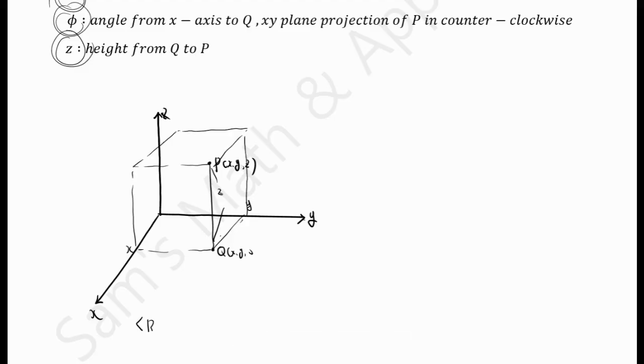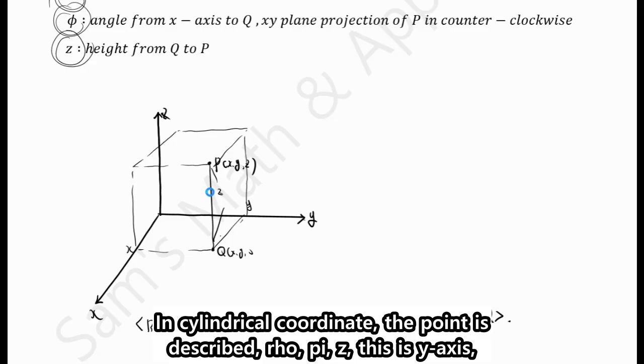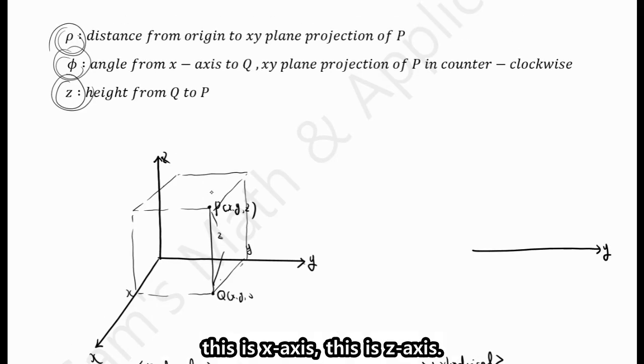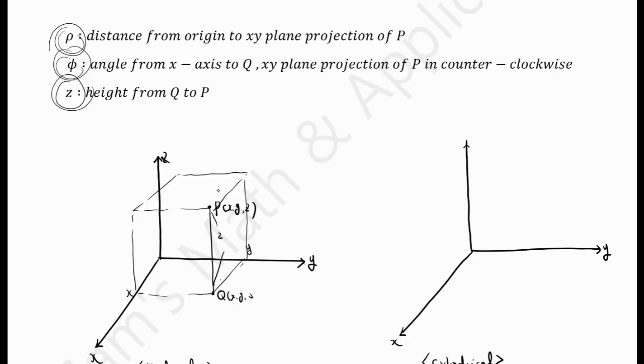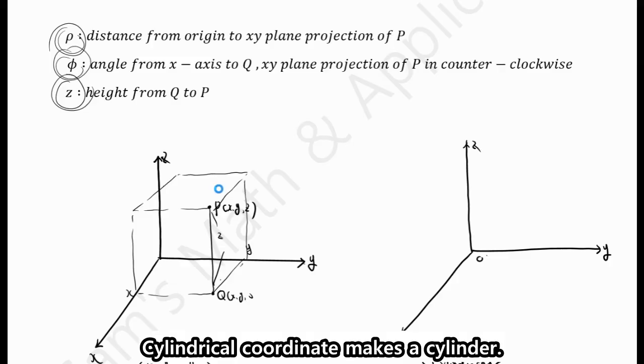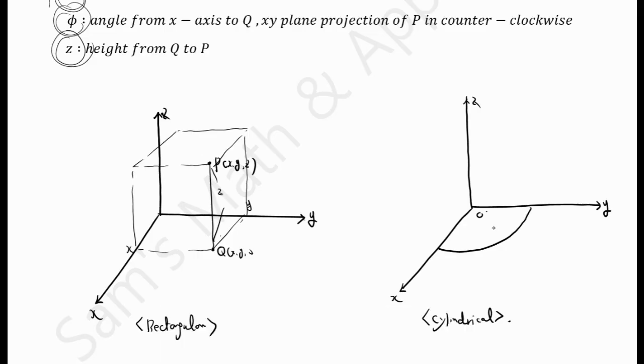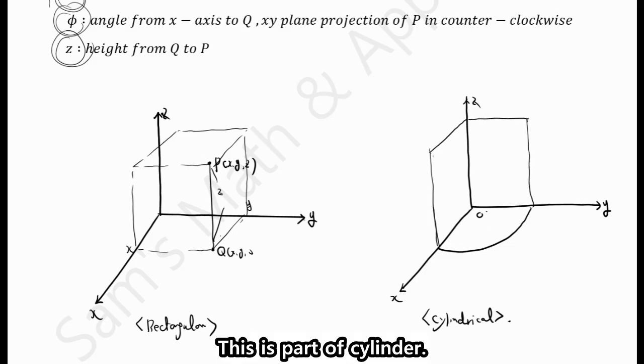This is rectangular. Now the cylindrical coordinate system: the point is described as rho, phi, z. This is the y-axis, this is the x-axis, and this is the z-axis. Cylindrical coordinates make a cylinder. I will draw part of the cylinder like this. This is part of the cylinder.